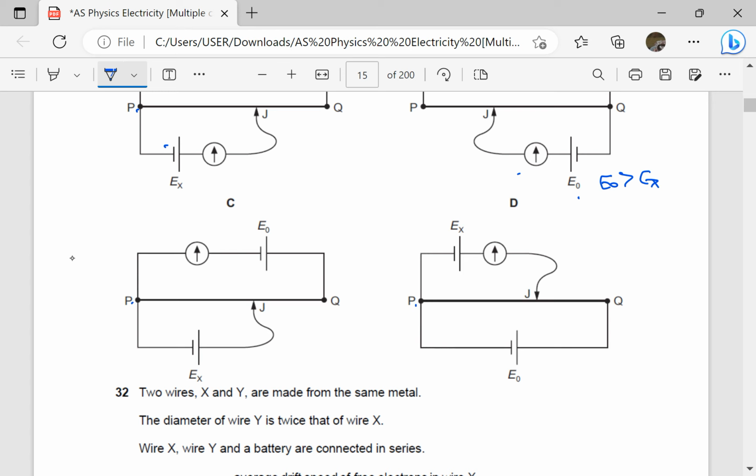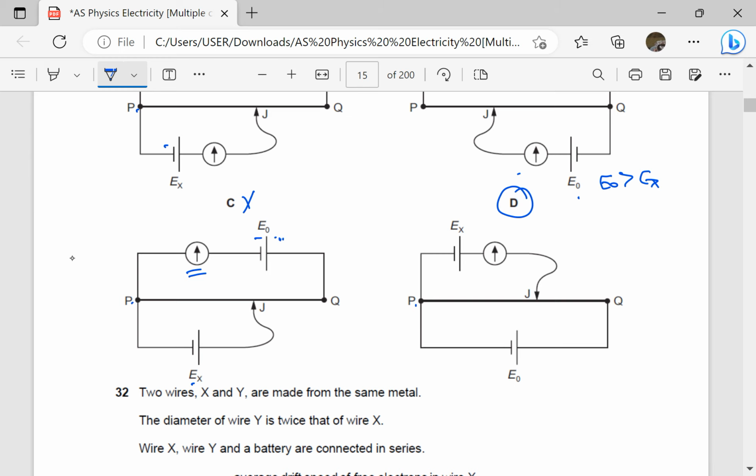Okay, so let's now check. Remember I said when the galvanometer is connected to E0, we shall never get balance because E0 is greater than EX. That means this one is also wrong, because you see the galvanometer is linked to E0. We shall never get balance because the e.m.f. of E0 is greater than that of EX. Therefore, the most appropriate solution will be D.